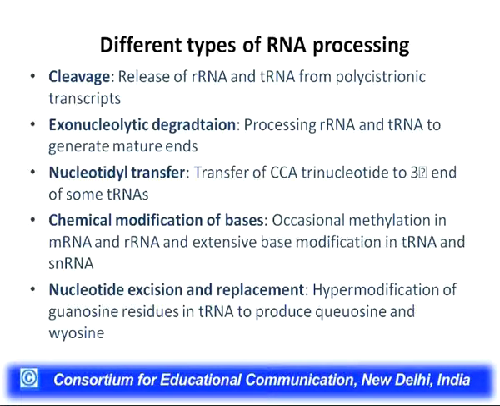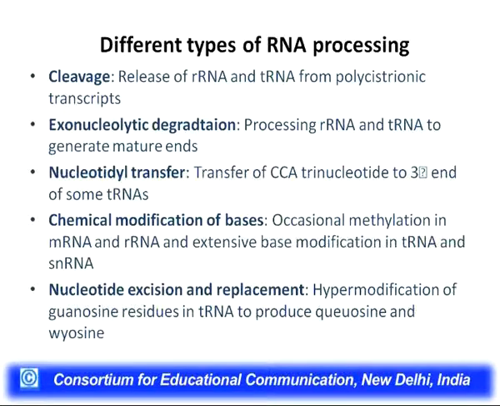The next method of processing is chemical modification of bases. Occasionally, there might be methylation in mRNA and rRNA, but it is a rare occurrence, and majorly the chemical modification of bases is seen in tRNA and snRNA. tRNA has a number of modified bases like pseudouridine and dihydrouridine, and snRNA also has modified uridine bases. Though mRNA bases can also get methylated, the occurrence of such modification is less as compared to modification of bases in tRNA.